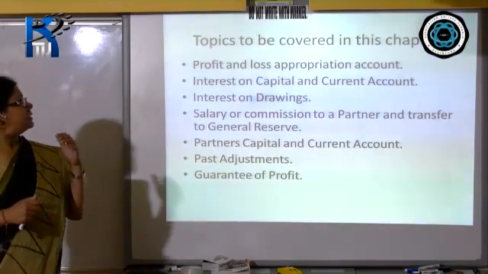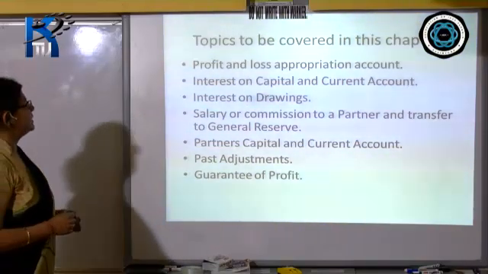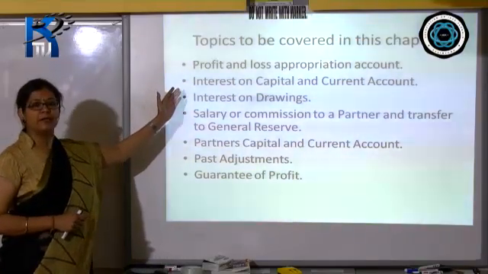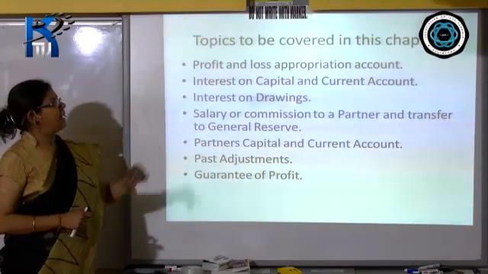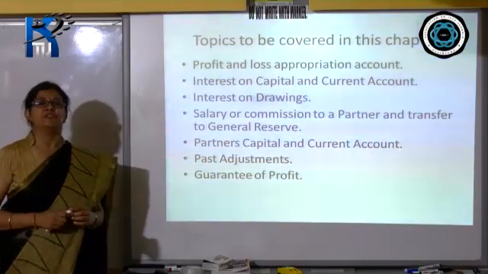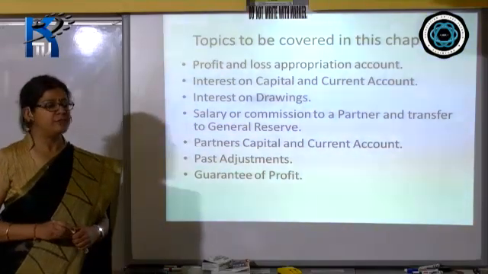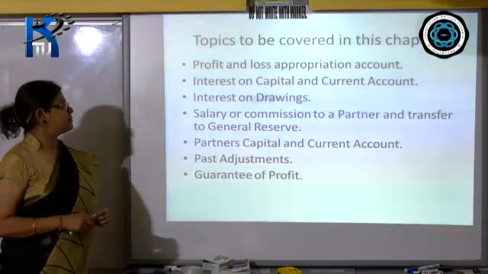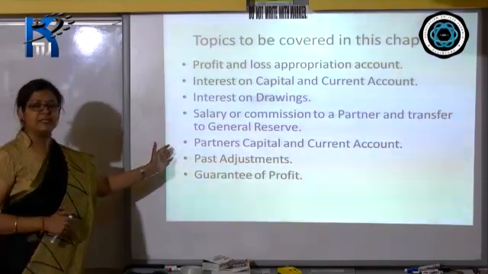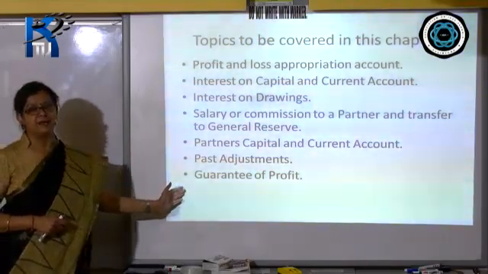Now, the topics that we will be covering in this chapter are the profit and loss appropriation account, how to calculate interest on capital and interest on current accounts, how do we calculate interest on drawings, salary or commission to be given or transferred to the partners, amount to be transferred to the general reserve, partners' capital and current accounts, how do we make those, past adjustments and guarantee of profit.